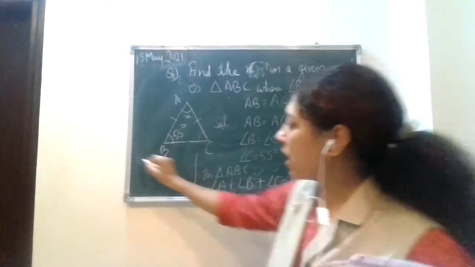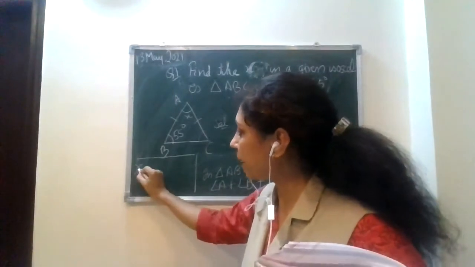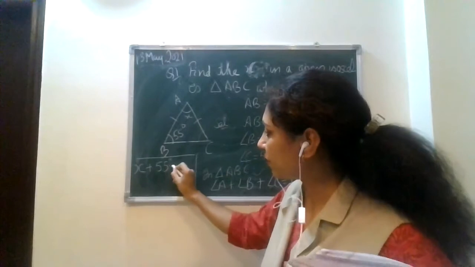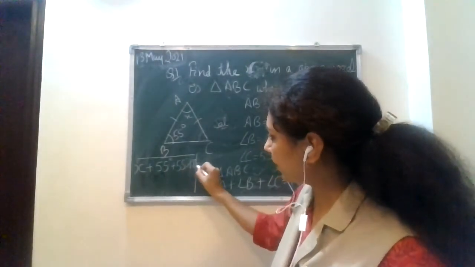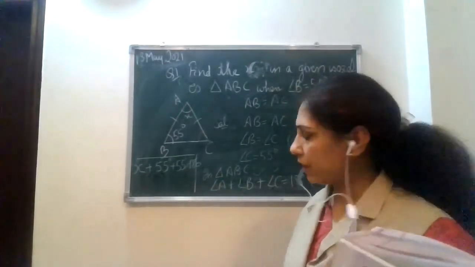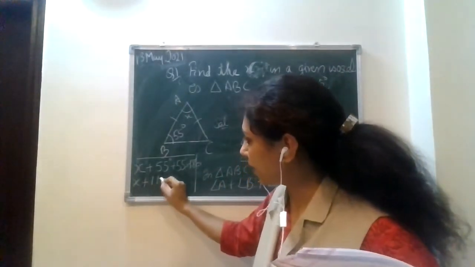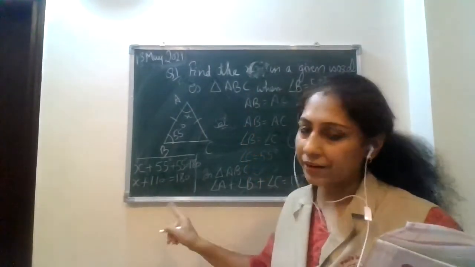That is A. I'm solving here because there is no space. So in place of A, I'm writing X. In place of B, I'm writing 55. In place of C, again, I'm writing 55. And the sum is 180 degree. Fine. 180 degree. I'm writing the sum. Now X plus, this is going to be 110, is equal to 180 degree. 55 plus 55 is 110.